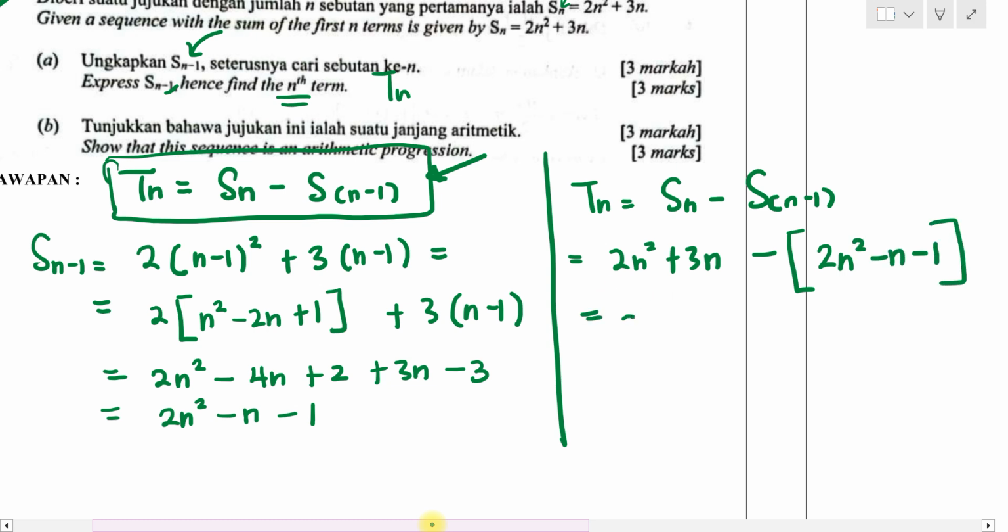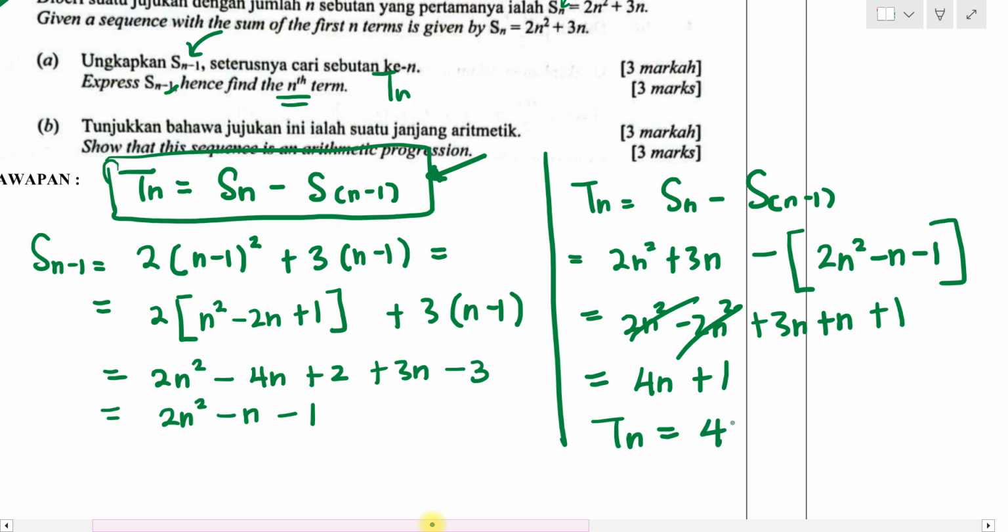So you will get 2n squared minus 2n squared gone. 3n minus minus plus n. Minus minus is plus 1. So your n squared is gone. So 4n plus 1. Therefore, your Tn is equal to 4n plus 1. So this is your answer.